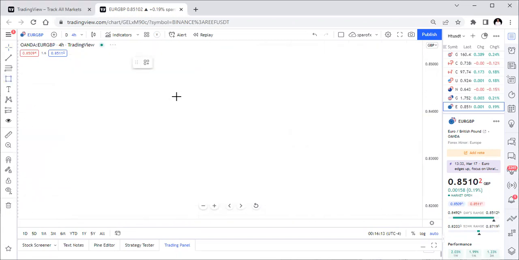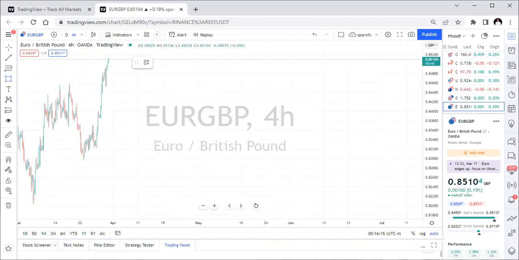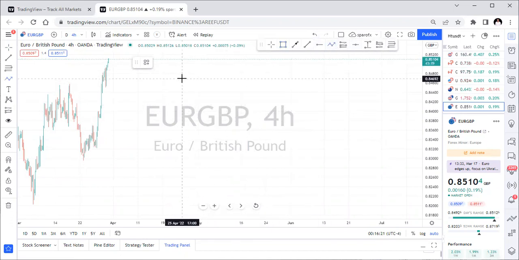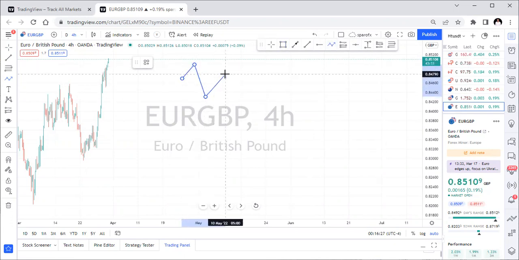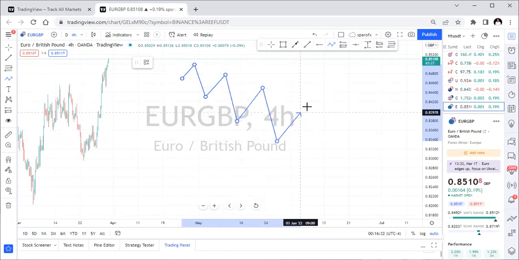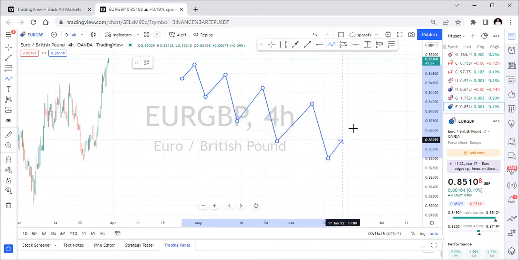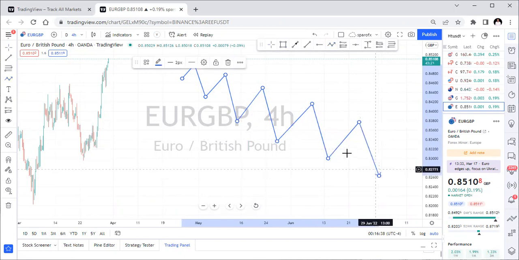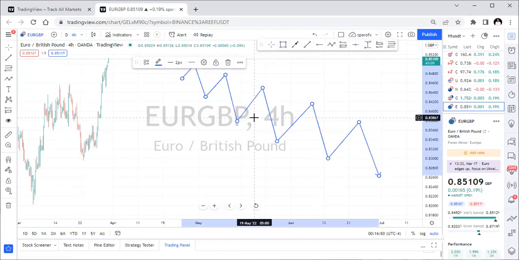Let's say, for example, the market is in a downtrend, making a series of lower lows and lower highs. The essence of the trend line is to identify the trend, to mark out the trend on the market, and possibly to trade with the trend line.